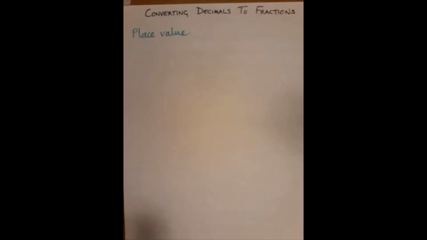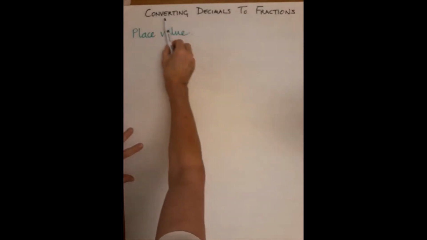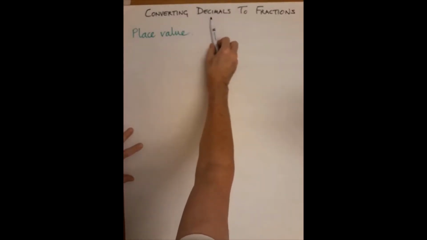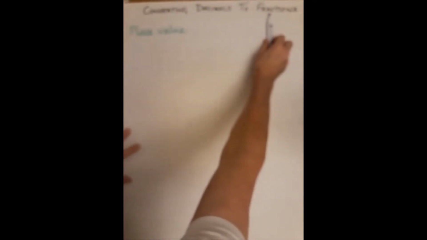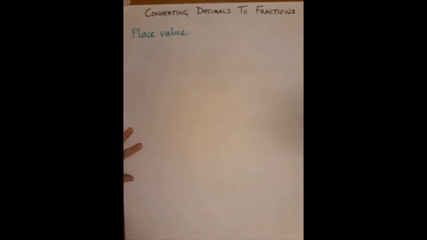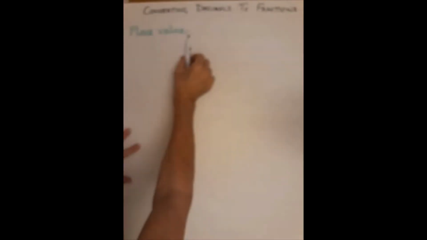Some time back we dealt with vulgar fractions as a topic. We now need to just move on and take that one tiny little step further, and this is going to be in two parts. The first part is converting a decimal fraction to a vulgar fraction. Before I go into that, we need to look at place value.